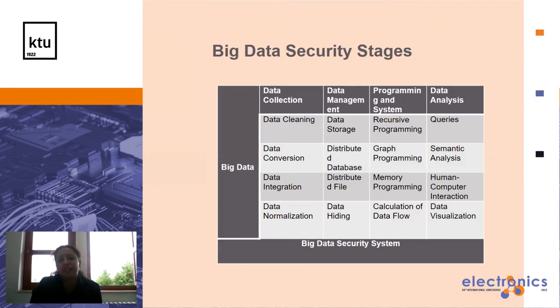Big data security states: data collection, data mining, programming and system, data analysis. Data collection: data cleaning, data conversion, integration, normalization. At this state: encryption, authorization, access control. Data management: data storage, distributed database, distributed file, data hiding. This state includes security and confidentiality issues that occur when storing data during the data collection process.